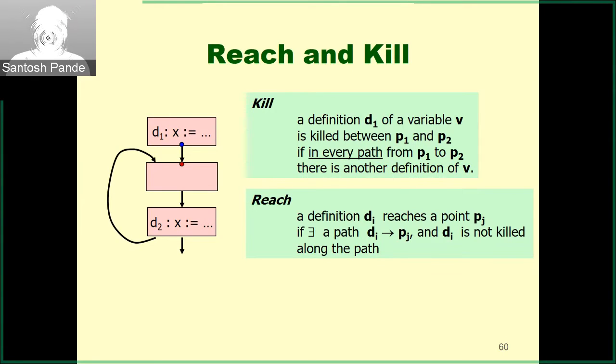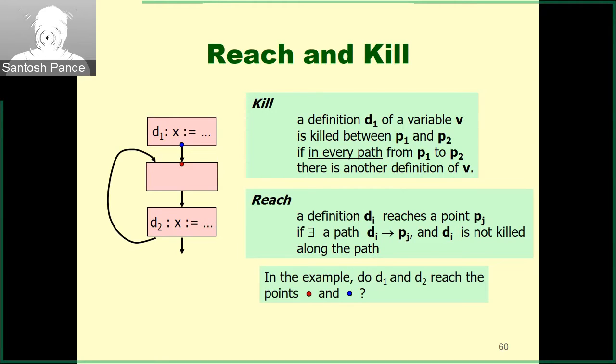So if we apply this, which definition reaches where, let us see what happens to these definitions which are being shown here. So consider this blue point first, and we have to find out what definition reaches this blue dot over here. Okay, so we have two definitions, D1 and D2. The first question that we ask is, is there a path from a definition point to P2? What is P2 here? Our P2 here is of course this blue point currently. So is there a path from our definition point to this?